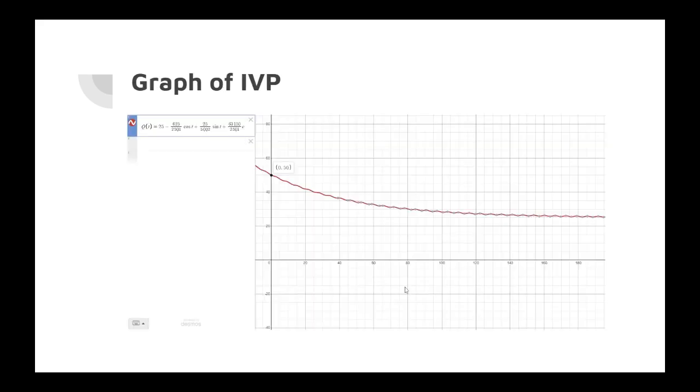When graphing this function, you can see that the solution is slowly decreasing as time goes on. And that's basically what we have. It is slowly decreasing.